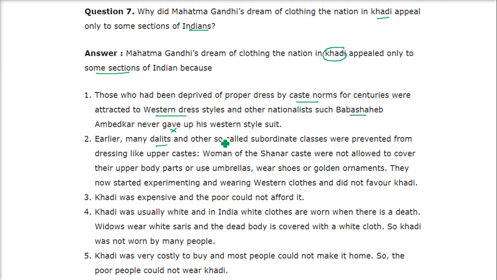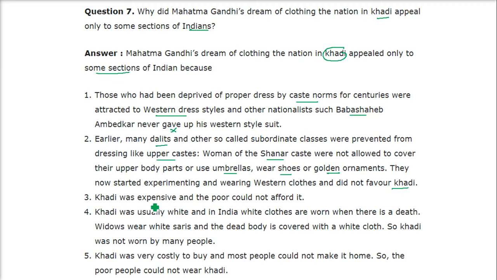Earlier, many Dalits and all lower classes were prevented from dressing like the upper castes. For example, women of the Shanar caste were not allowed to cover their upper body, or even use umbrellas, wear shoes or golden ornaments. They were stopped from this. So they started experimenting and wearing Western clothes and did not favor khadi.